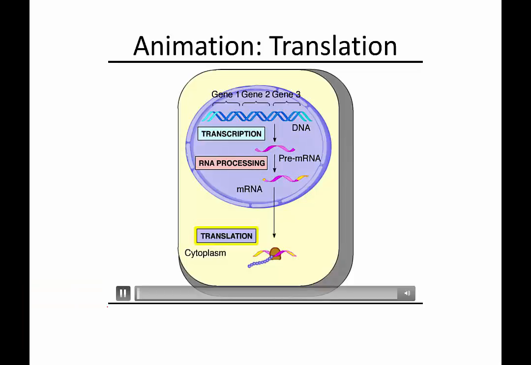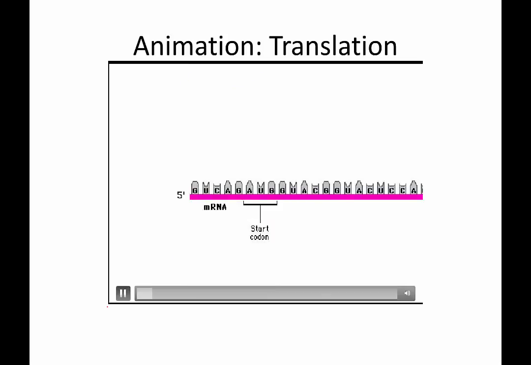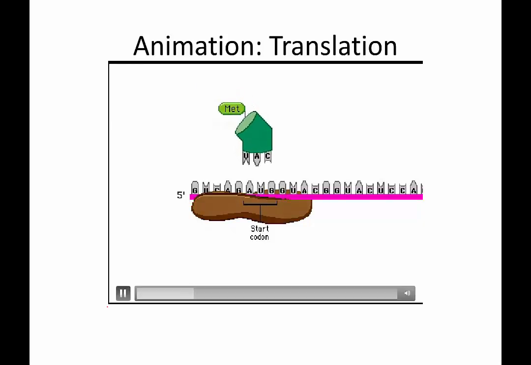In translation, a cell reads an mRNA message and assembles a polypeptide accordingly. We can divide translation, the process of building a polypeptide, into 3 stages: initiation, elongation, and termination. Translation is initiated when the small ribosomal subunit binds to the leader at the 5' end of the mRNA molecule. The anticodon of the initiator tRNA binds to the start codon, AUG. The initiator tRNA always bears the amino acid methionine.